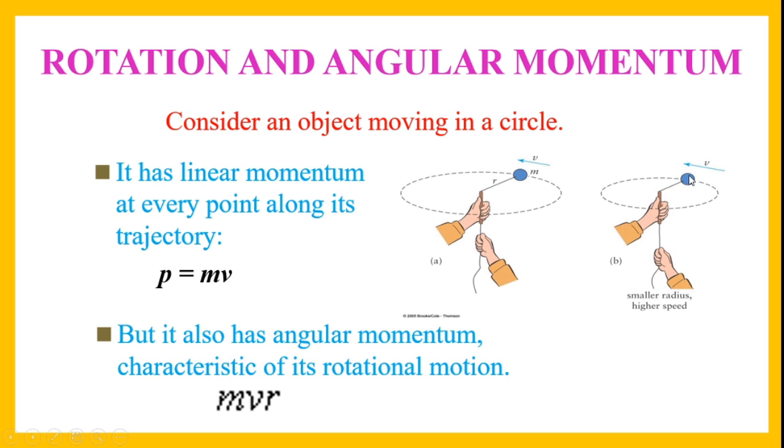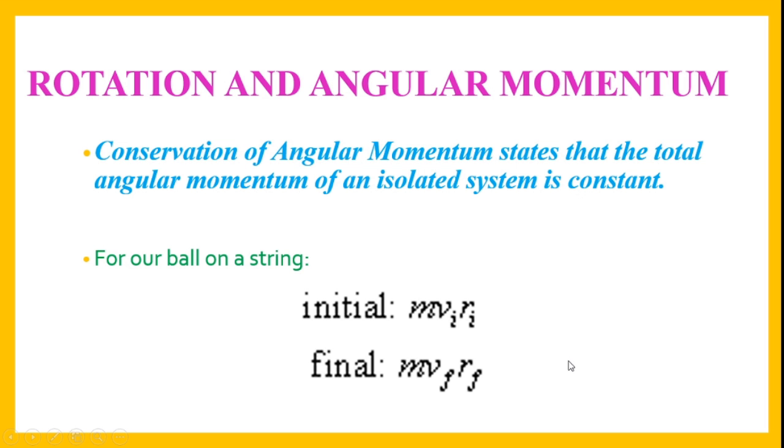Hence, this ball also contains angular momentum in addition to linear momentum, which is equal to mvr, because r is nothing but the radius. So mvr is the angular momentum possessed by the marble because of its rotational motion.